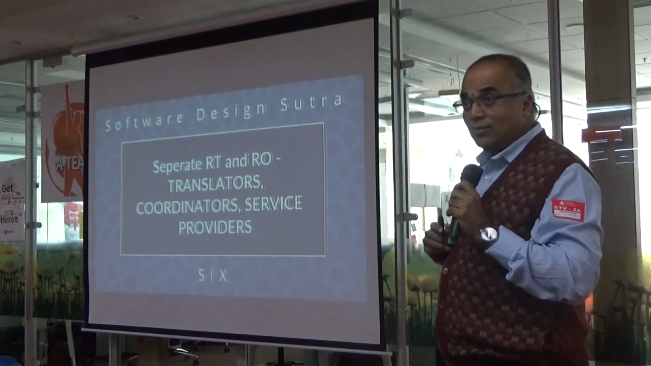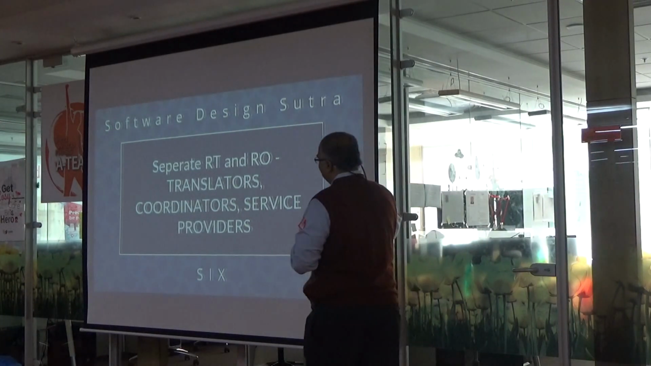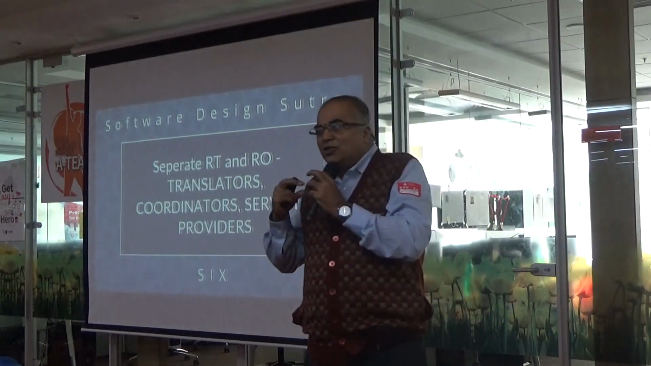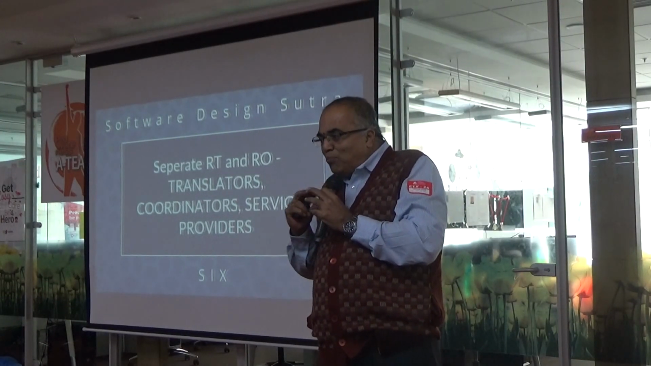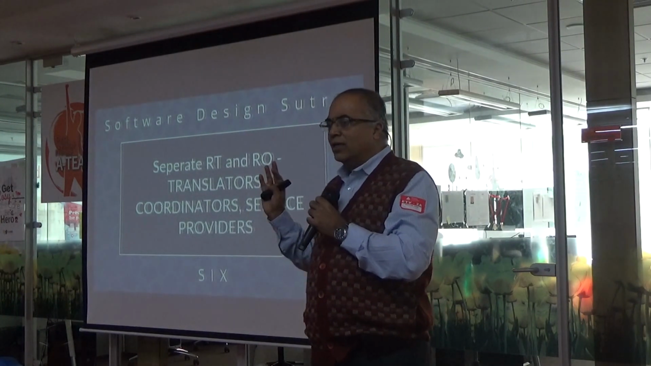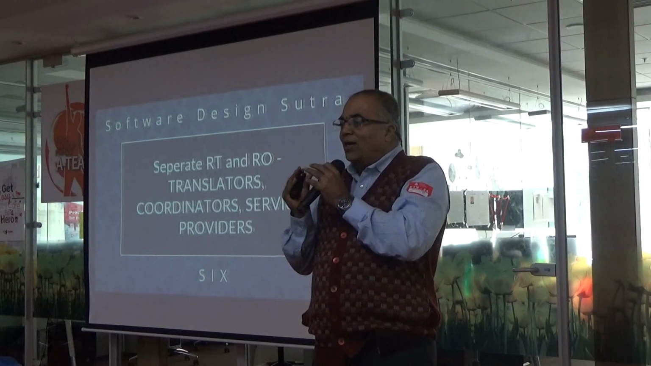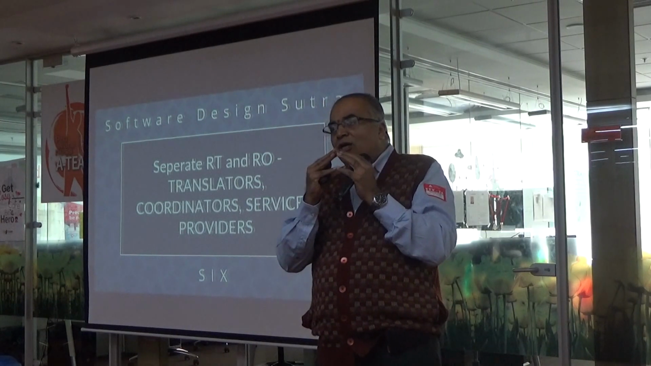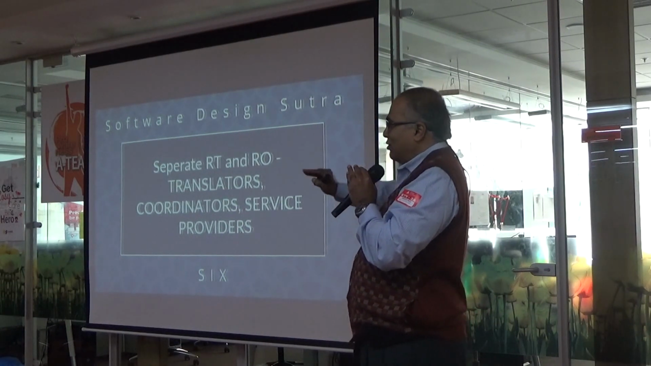Sutra 6. Separate referentially transparent and referentially opaque code, translators, coordinators, service providers. If I have a service provider and it is doing two things, it's actually a service, but some portion of it is referentially transparent. Writing to a database is referentially opaque, right? Getting user inputs is referentially opaque. I separate out. I don't put code which is referentially opaque together with code which is referentially transparent. As far as possible, I try to separate it out.